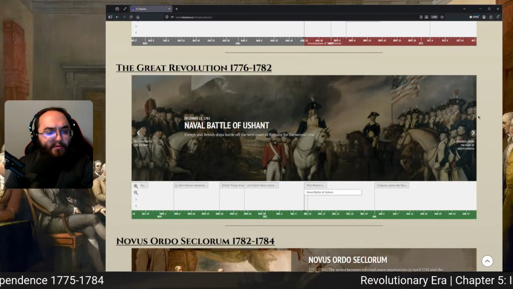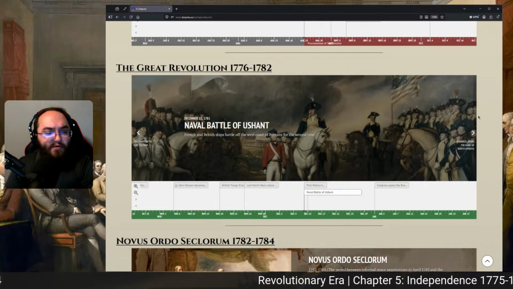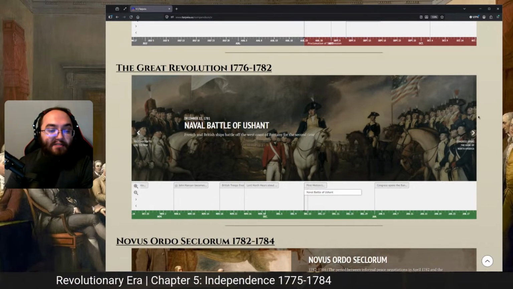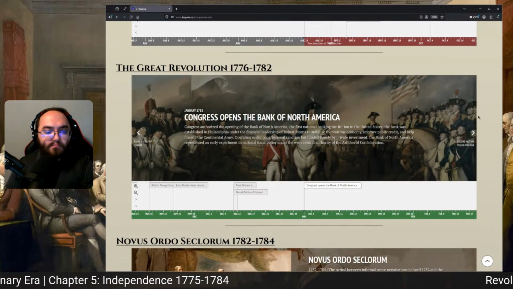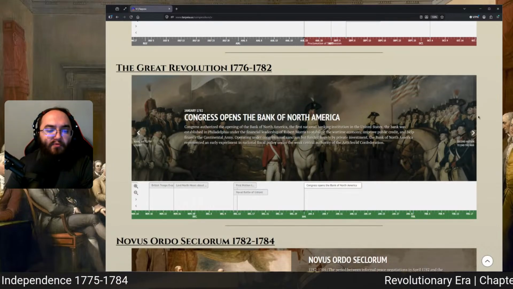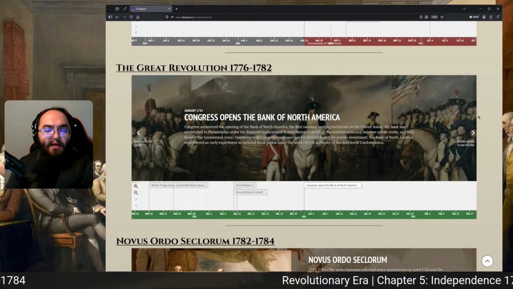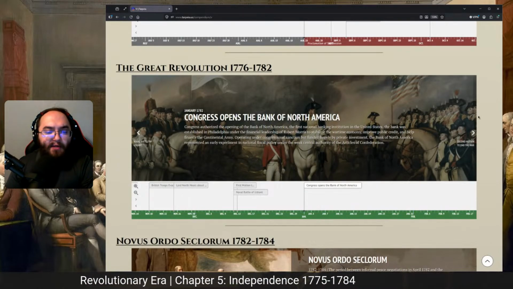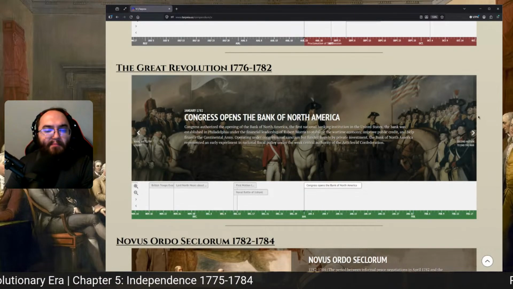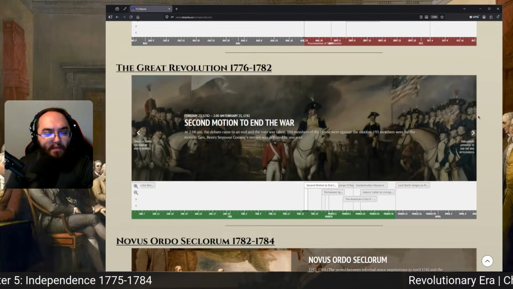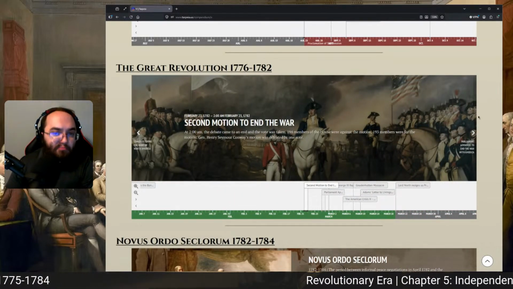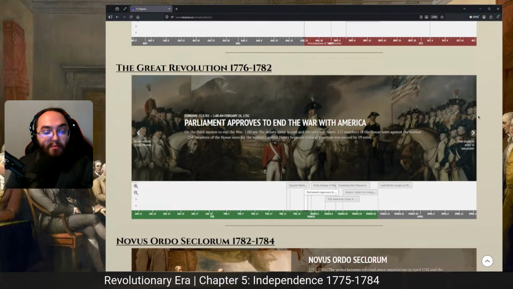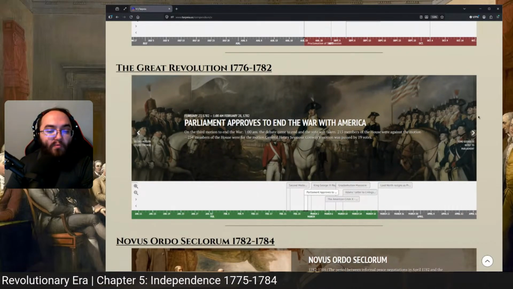And at the same time, you have the naval battle of Ushant, where French and British ships battle off the west coast of Brittany for the second time during this war. Congress opens the Bank of North America. This is the first national bank, and it will help establish financial credit and stabilize the wartime economy. You have the second motion in Parliament to end the war. And then with the third motion, Parliament finally approves to end the war with America.